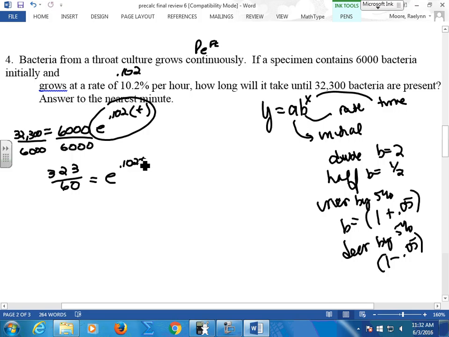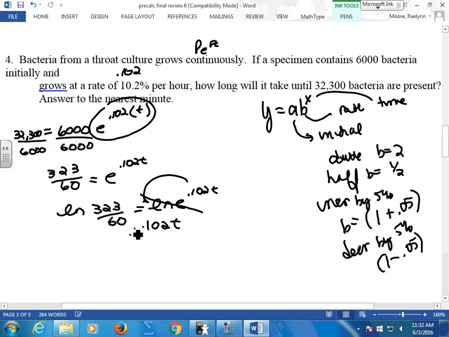Now, you have a power rule. Whenever you have an exponent that's a variable, because this is base E, take the natural log of this side and the natural log of this side. Now this comes down here. What happens to ln and E? It cancels out. And then we have ln. You can leave this just like this, and divide this by whatever's in front of the T.